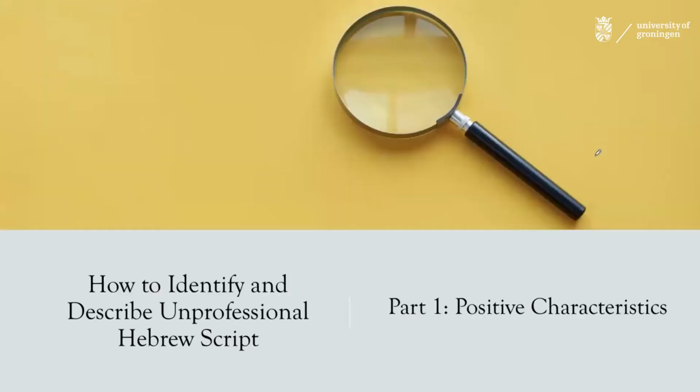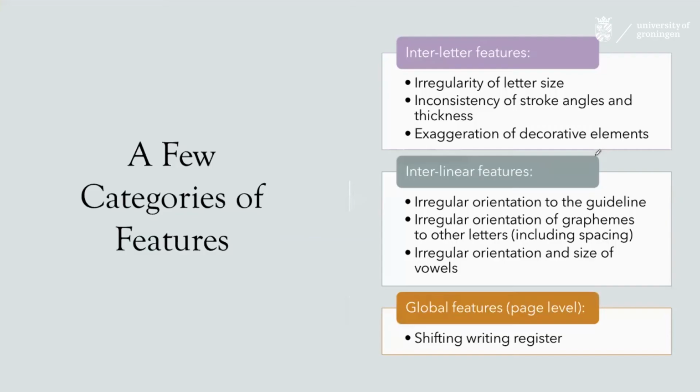And part one of my analysis, and I promise I'll be within the time frame, don't worry, is to identify the positive characteristics of informal writing, or unprofessional, as I would say. A few categories of features, I have gotten them out. This is built upon Scribiore's analysis, which is very granular, but I take it to a bit more of a categorical level. So I say there's interletter features.